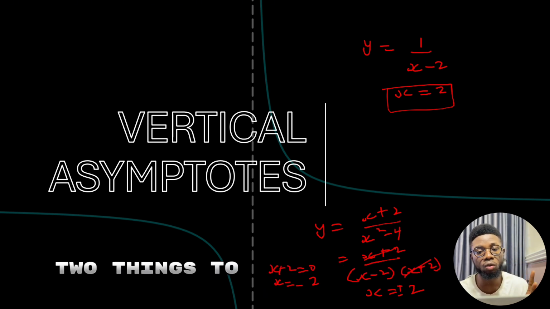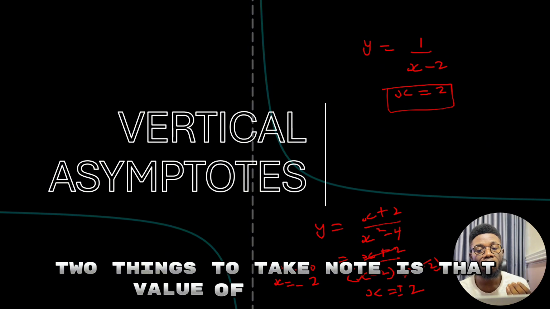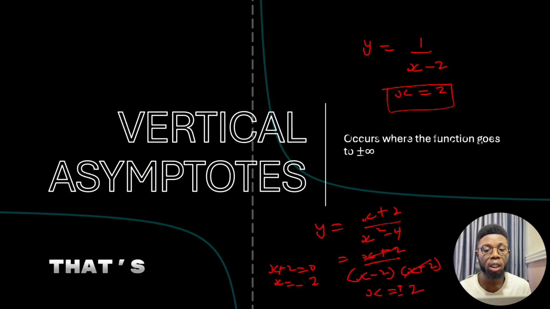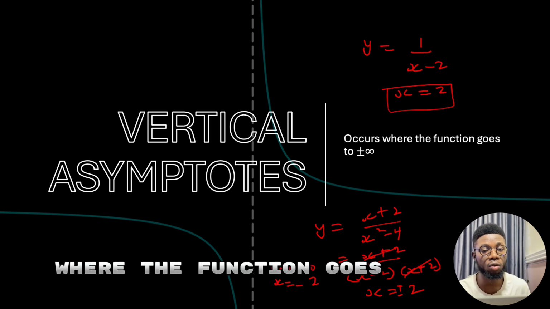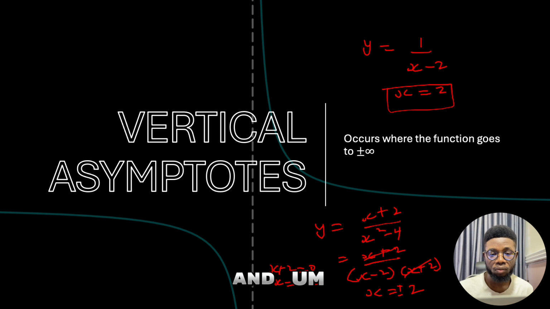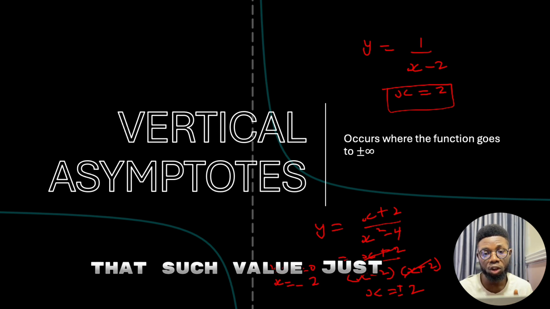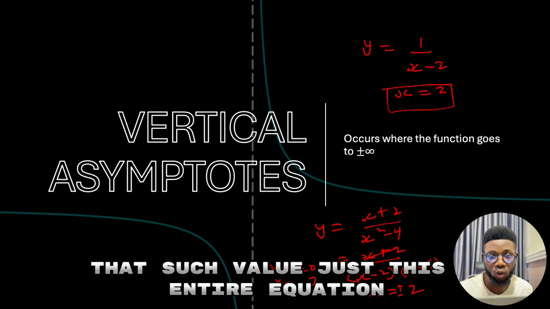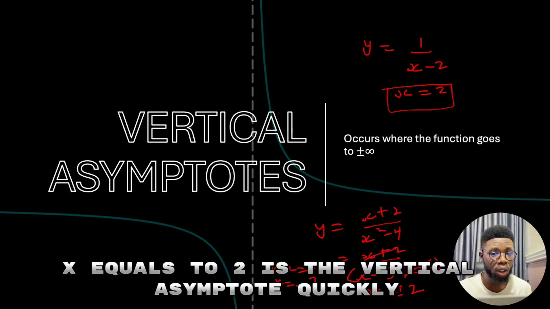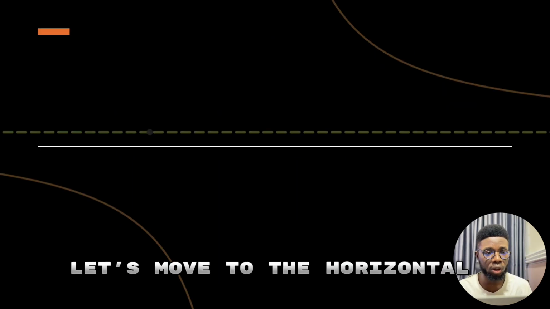So the thing to take note of is the value that will make the function equal to plus or minus infinity. That's why it occurs where the function goes to plus or negative infinity. And such a value, this entire equation, x equals 2, is the vertical asymptote. Quickly, let's move to the horizontal asymptote.